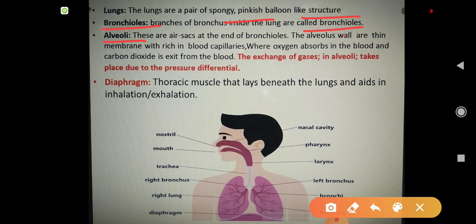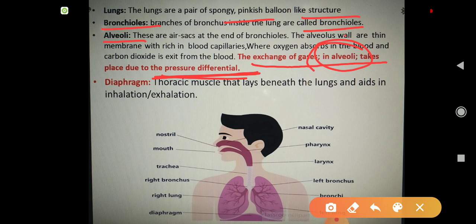The exchange of gases in the alveoli takes place due to the pressure differential. Is it okay? Then if a question is asked to you, where does the exchange of gases take place? Exchange of gases takes place in the lungs, in the alveoli. The answer is in the alveoli. Is it okay?